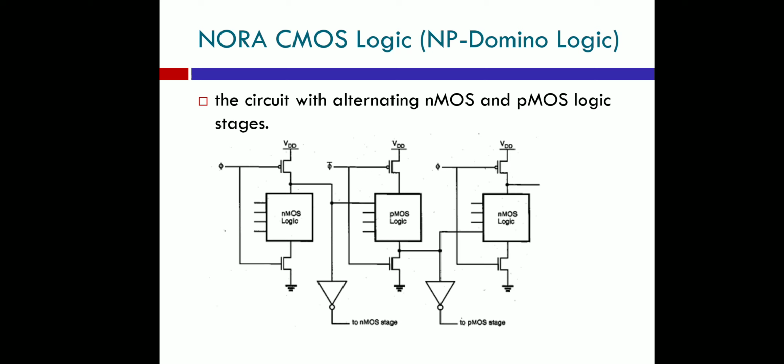So here you can see this first part is an NMOS domino logic. You have this output followed by an inverter. So this is NMOS kind domino logic. This part is PMOS kind domino logic. This is the output, followed by an inverter. So from the NMOS part you get the output, and that output is given as input to the PMOS logic. And from the second stage the output is this point, and that output is given as input to the NMOS logic. So this is NP domino logic. We are using alternate NMOS and PMOS domino CMOS logics. That is NORA or NP domino logic.